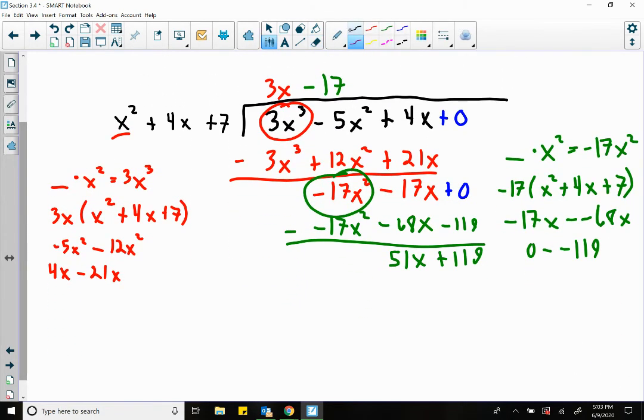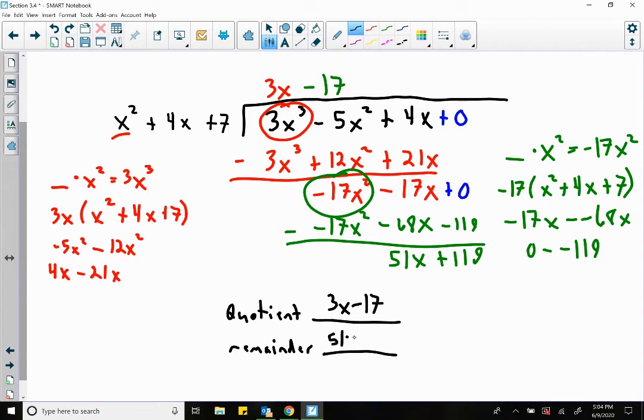So now you have all your information. All we need to know now is, what is the quotient? And what is the remainder? So your quotient is 3x minus 17. Your remainder, 51x plus 119. And it's okay that this remainder has variables in it. That can happen. These are polynomials. Okay? And there it is.